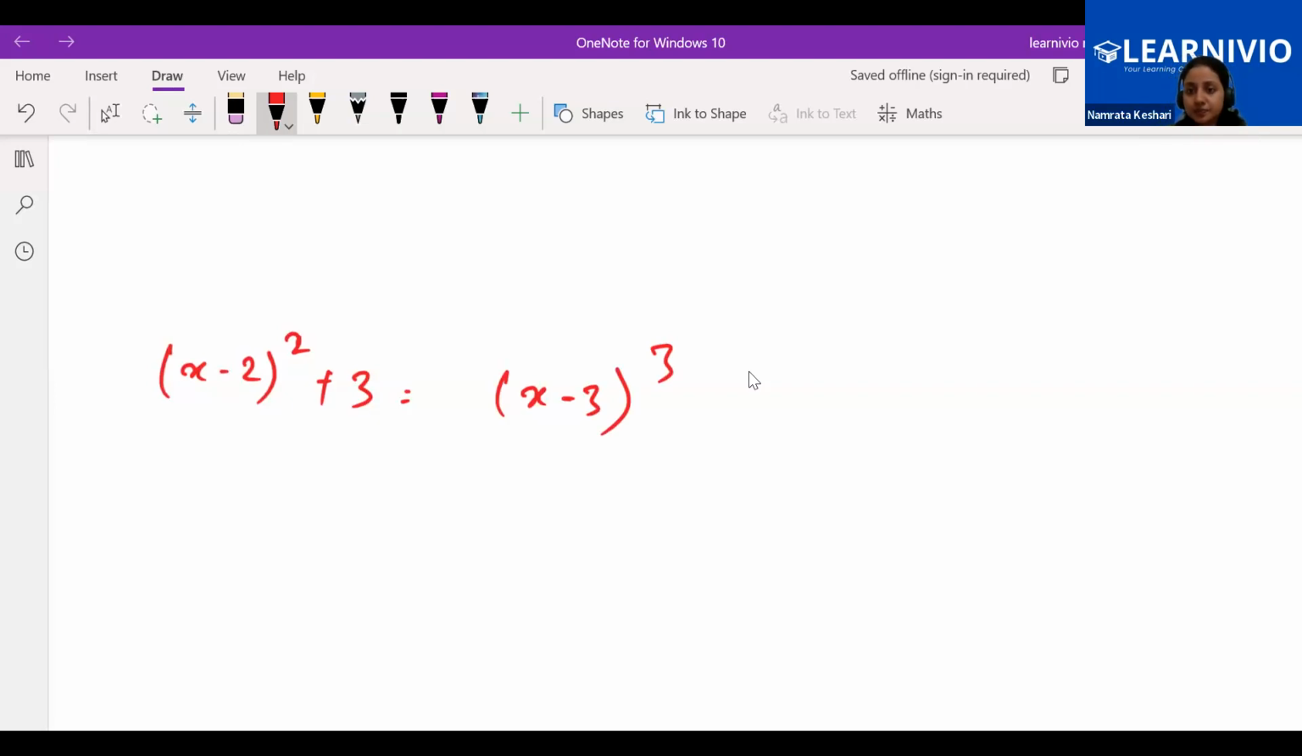Here we must know how to use the identities for a minus b whole square and a minus b whole cube. If you know how to solve the equation, then you will be able to check whether the given equation is quadratic or not.